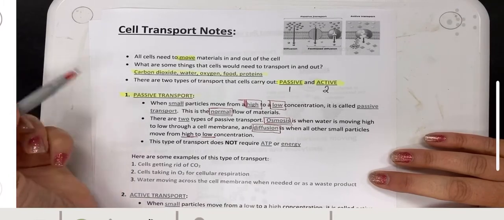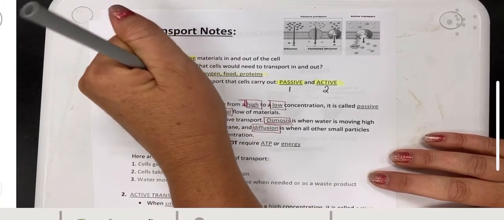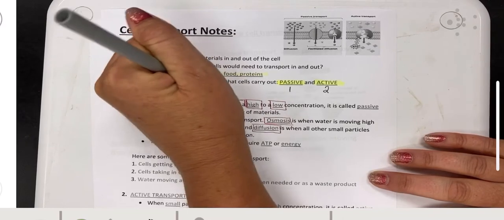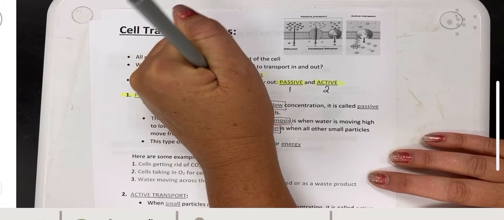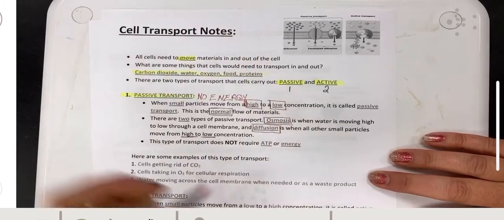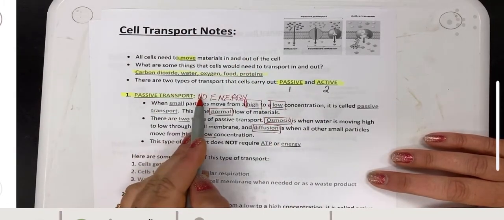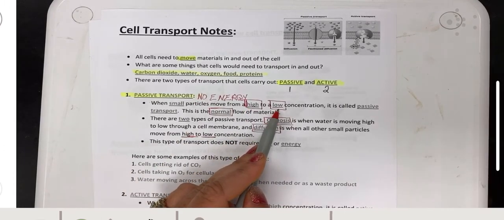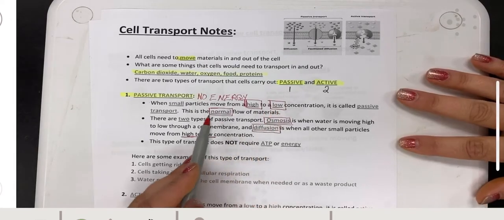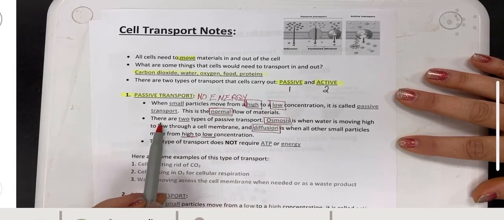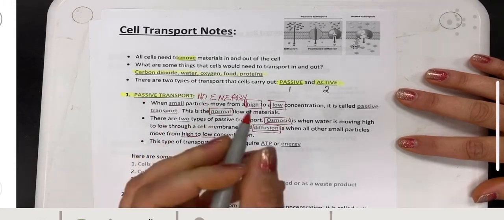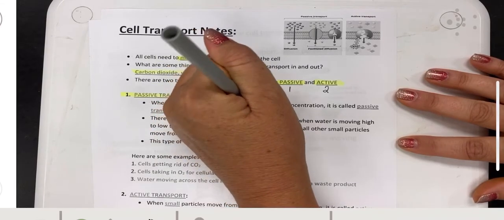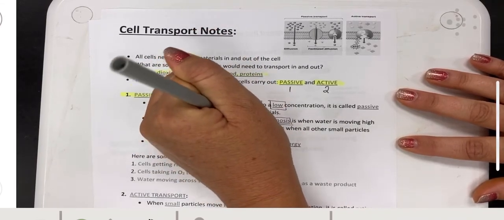So we're still talking about passive. Passive means no, and I'm left-handed and my handwriting's atrocious, so y'all get used to that. No energy required. Oh Lord, it looks like a 2-year-old wrote it. So passive, no energy. High to low, meaning I'm going from a crowded room of 100 people to a less crowded room. That's a normal flow of things. There's two types of transport involved in passive transport, and that would be osmosis and diffusion. So we can label these A and B under passive transport.